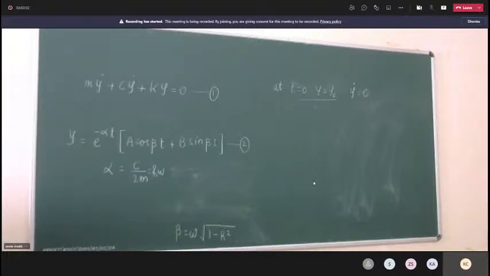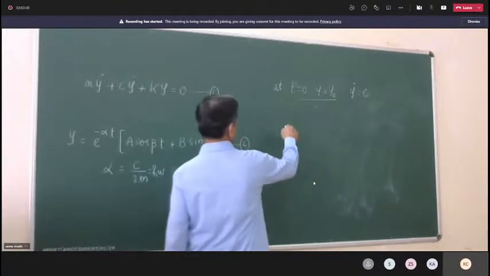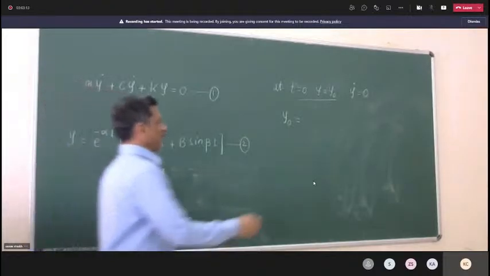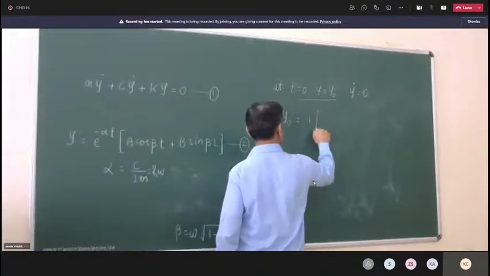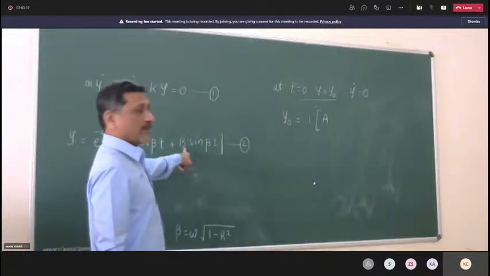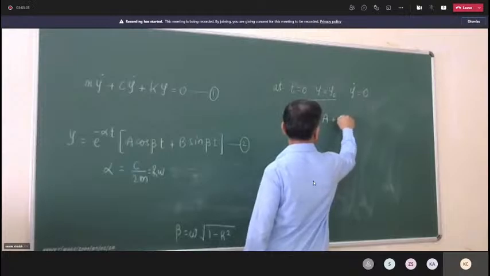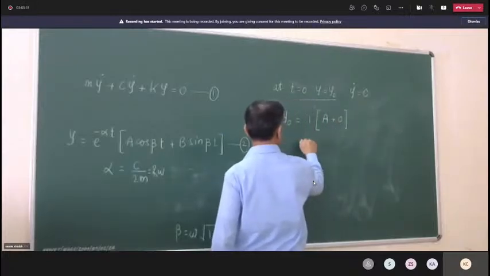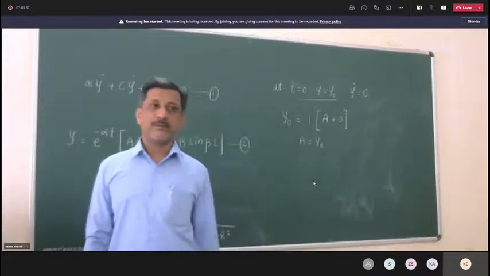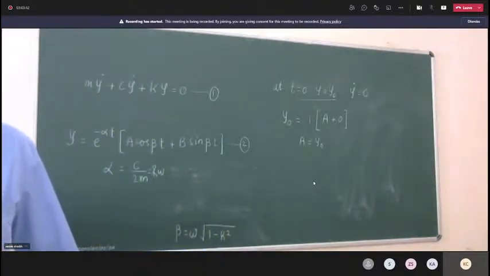Okay, if I substitute t is equal to 0, y is y0 in equation 2, y0 is equal to e raised to 0 is 1, into bracket A, cos 0 is again 1, and sin 0 is 0. And therefore I get A is equal to y0, the first constant. Got it?